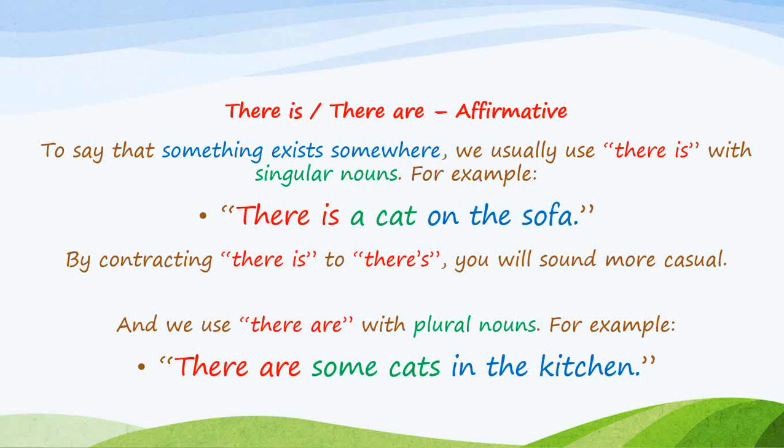Now, by contracting there is to there's, you will sound more casual. You can use the contraction when you are talking with your friends or your family on a more casual occasion. And we use there are with plural nouns. For example, there are some cats in the kitchen. The noun cat is in plural, cats. That's why we use there are.